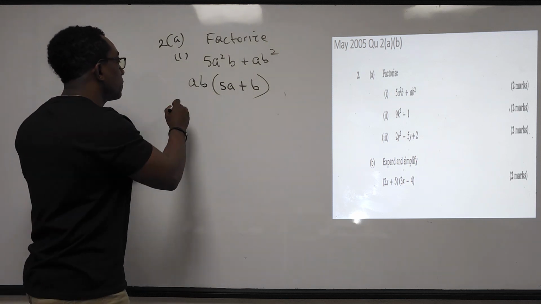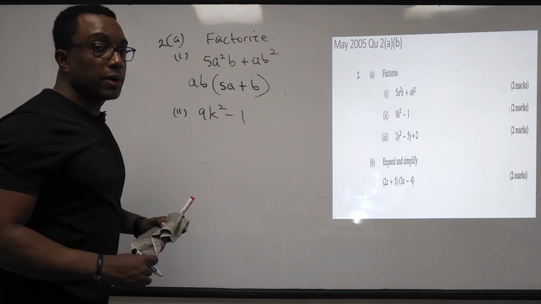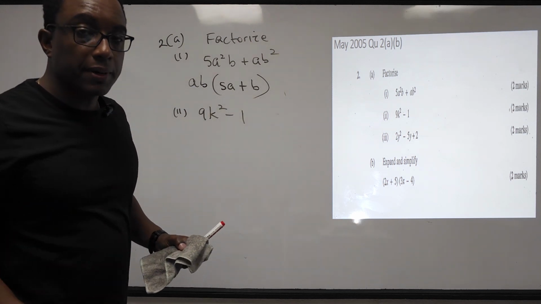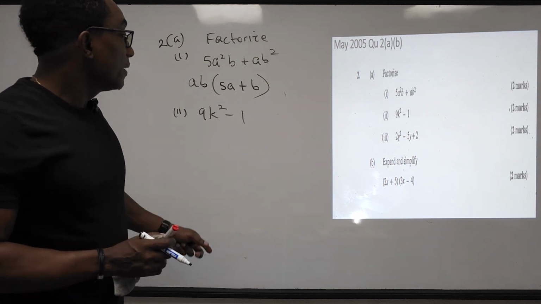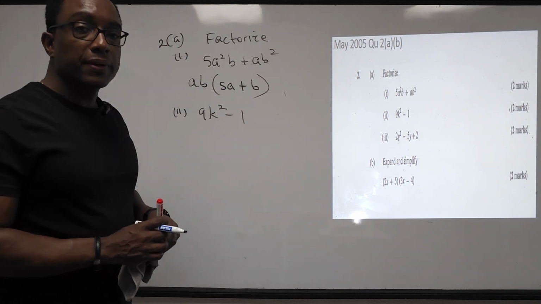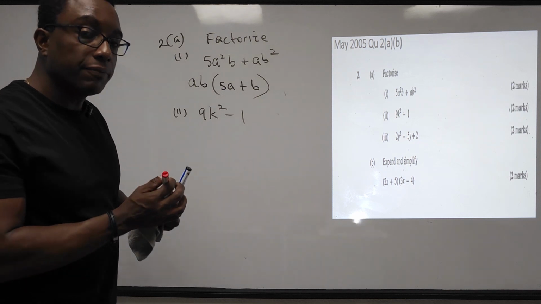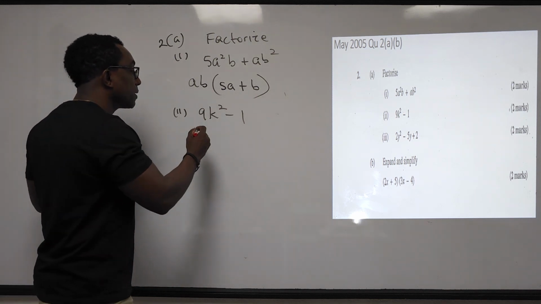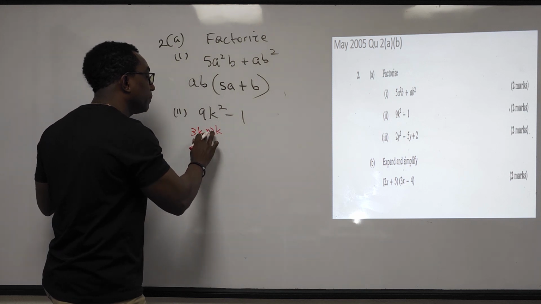Let's look at part 2. We want to factorize 9k squared minus 1. What method of factorization are we going to apply there? The method of the difference of two perfect squares. 9k squared is a perfect square. 1 is a perfect square. The subtraction sign between them represents the difference. So therefore, 9k squared as a product of the same two factors will be 3k by 3k.